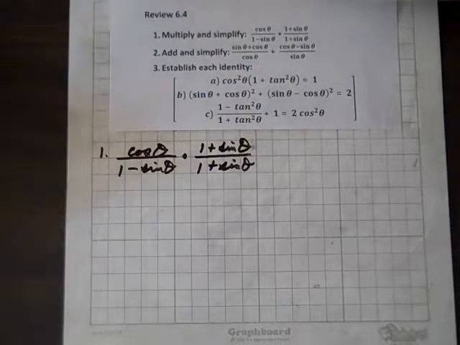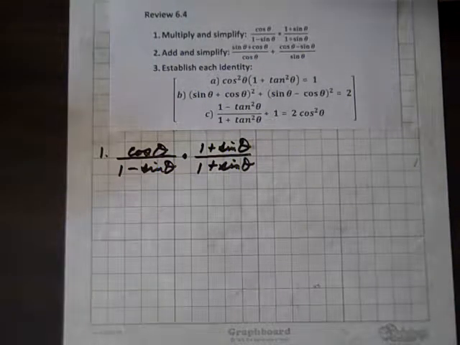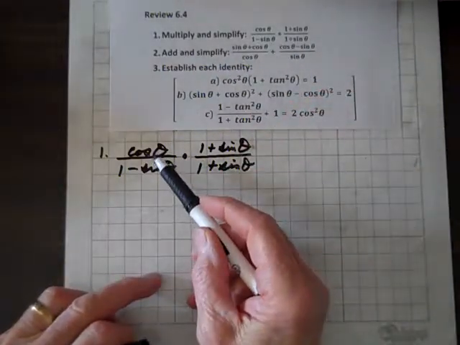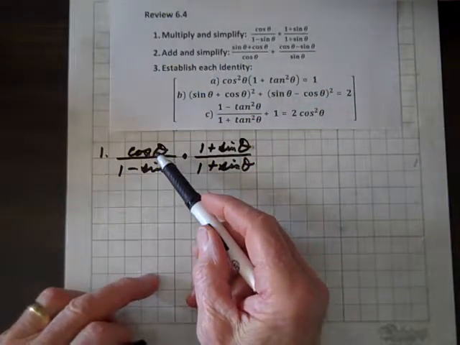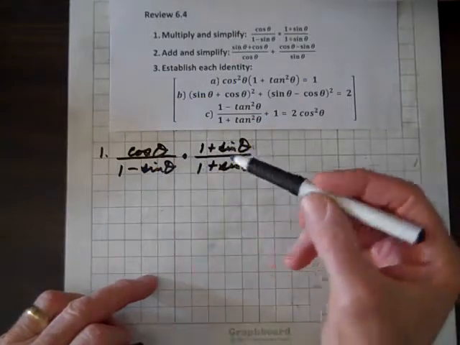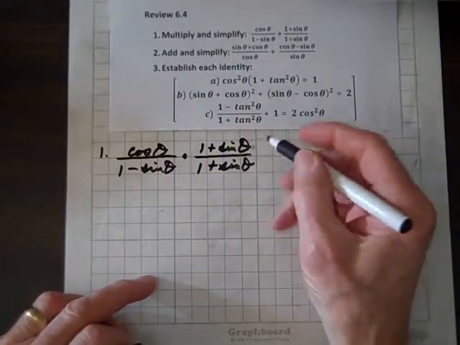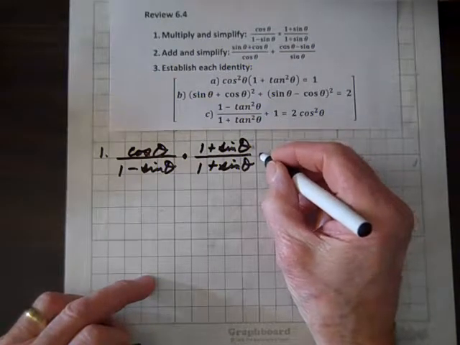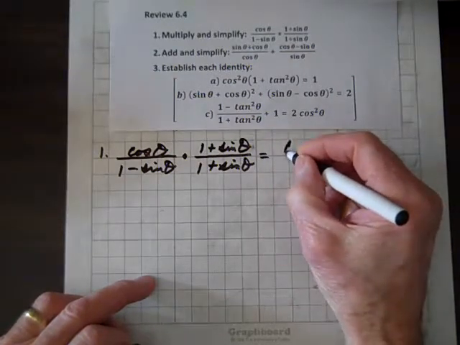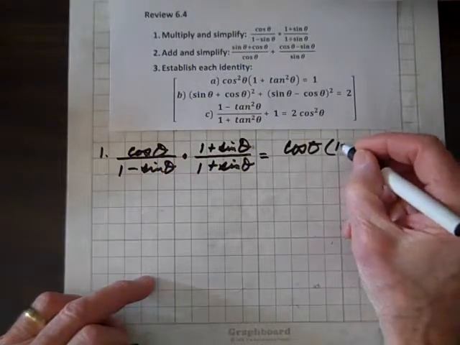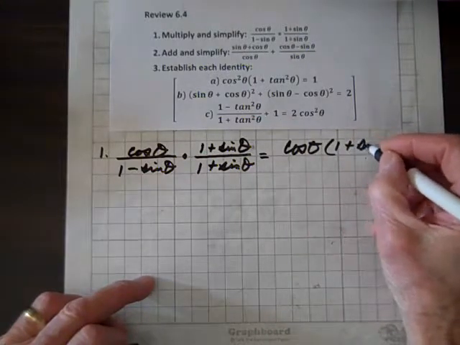Okay, now we're doing review 6.4, and the first question says multiply and simplify. So we've got to multiply this quotient, cosine of theta divided by 1 minus sine theta times 1 plus sine theta. So this equals, upstairs we're just going to have cosine theta times, I'm not going to expand that yet.